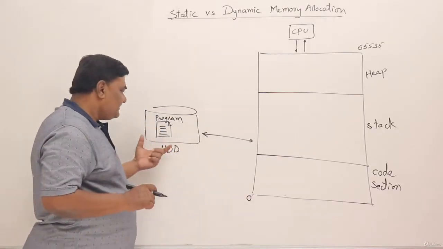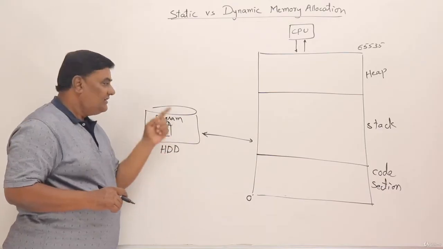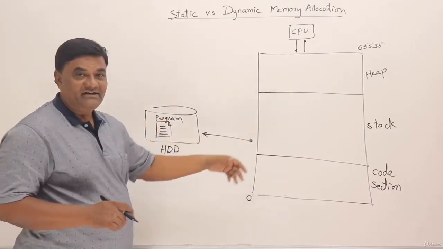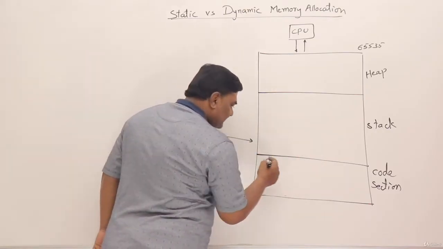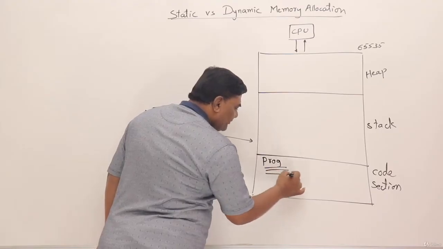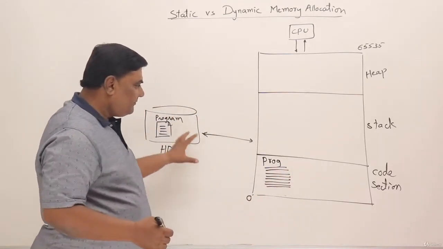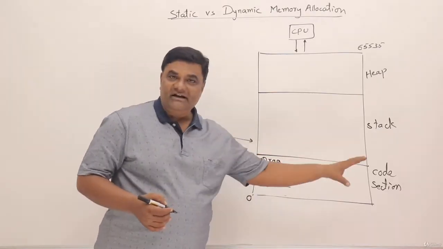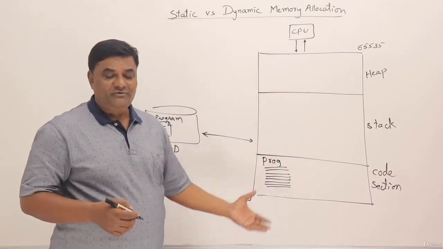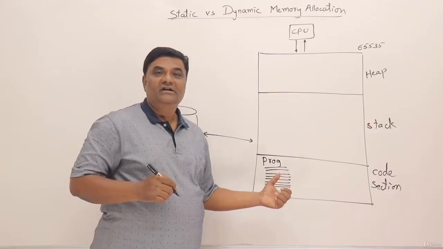So let us see. Here I have a program file on the hard disk. If I want to run this program, the machine code of the program first should be brought inside the main memory. So it is brought inside the code section. So let us say this is the machine code of a program. The area that is occupied by the program in the main memory is called the code section. That may not be fixed, it depends on the size of a program. So this is the code section area where the machine code of a program is loaded.